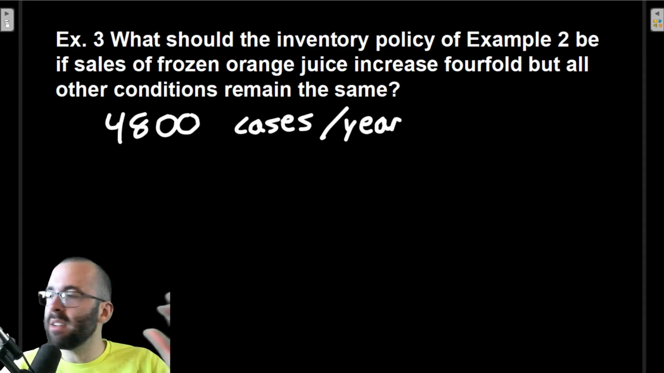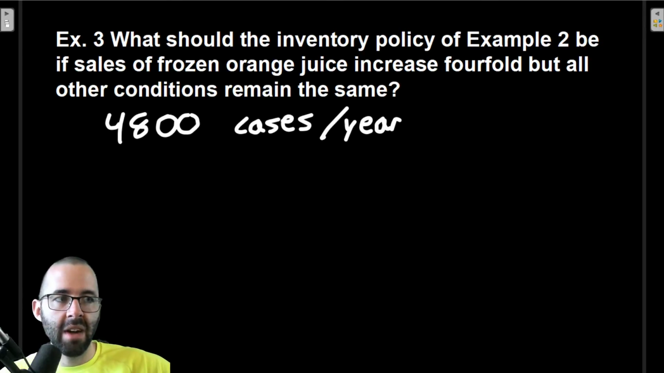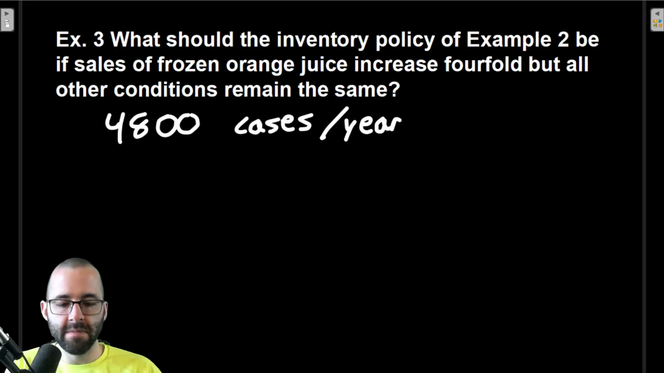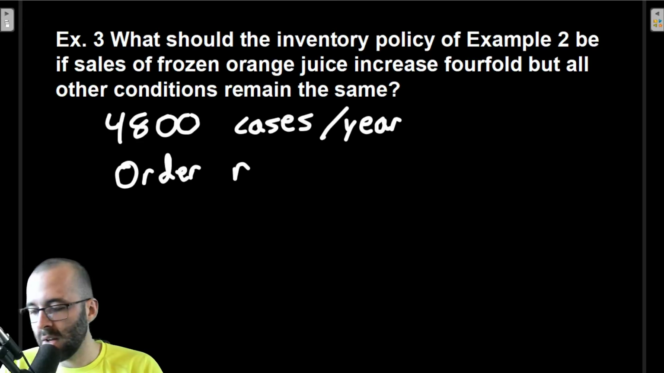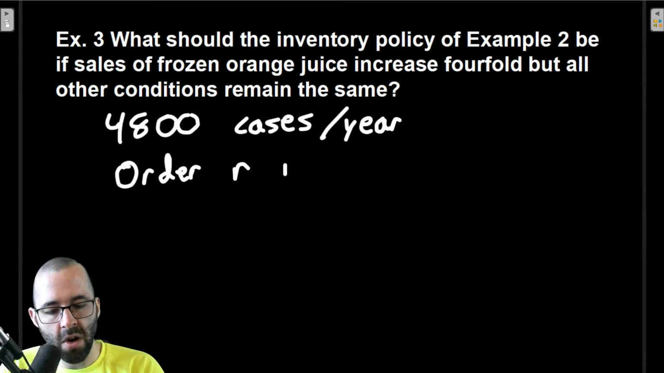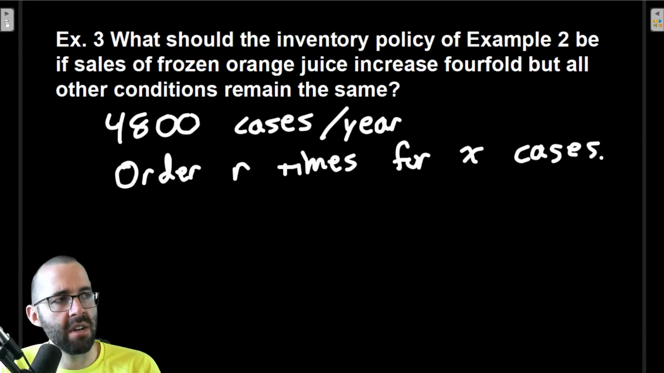So in example 1 and example 2, we derived this problem in one way. And now we're going to derive the problem a little differently. Okay, let's say we order R times, for X cases. Let's use 2 variables here. It's going to make the problem a little bit easier, I think.